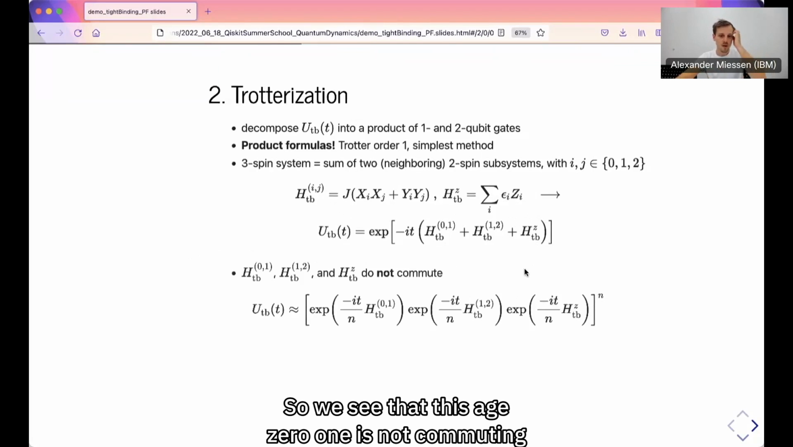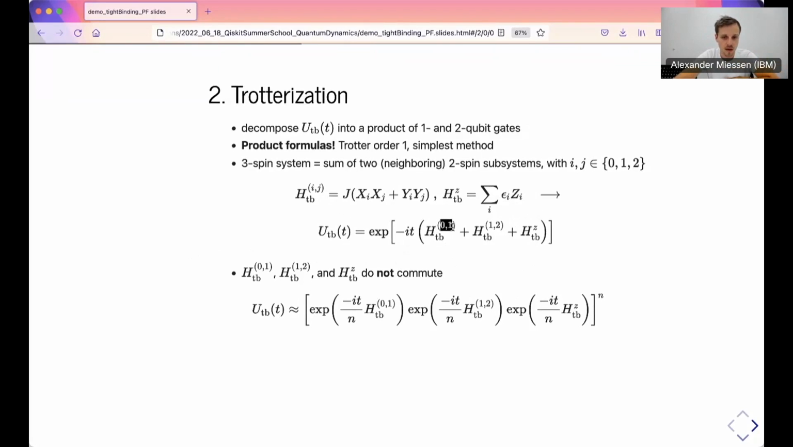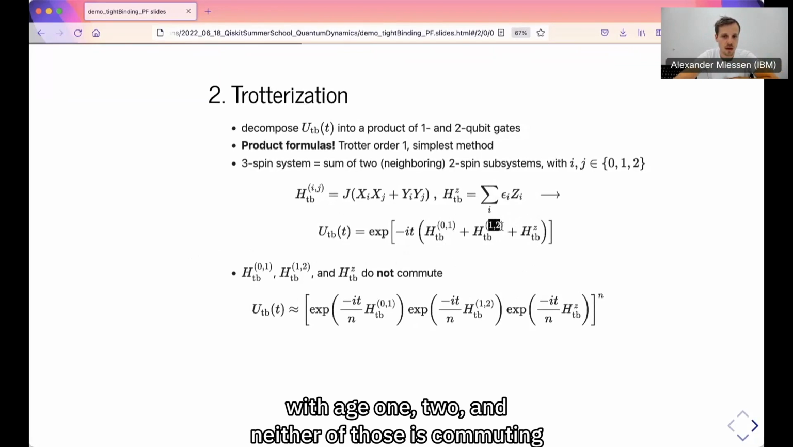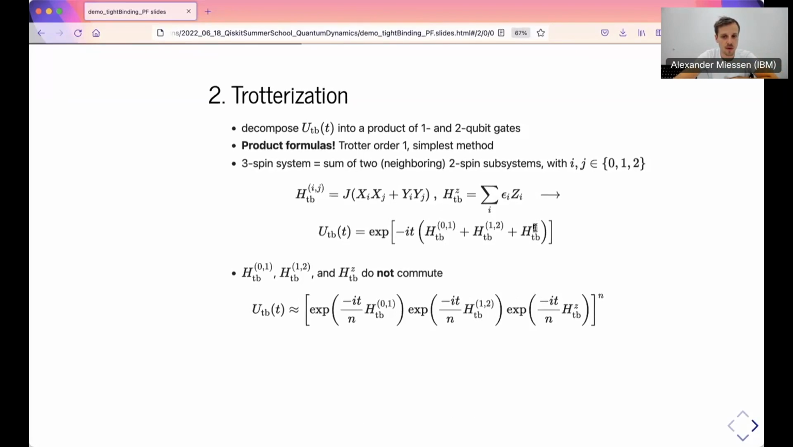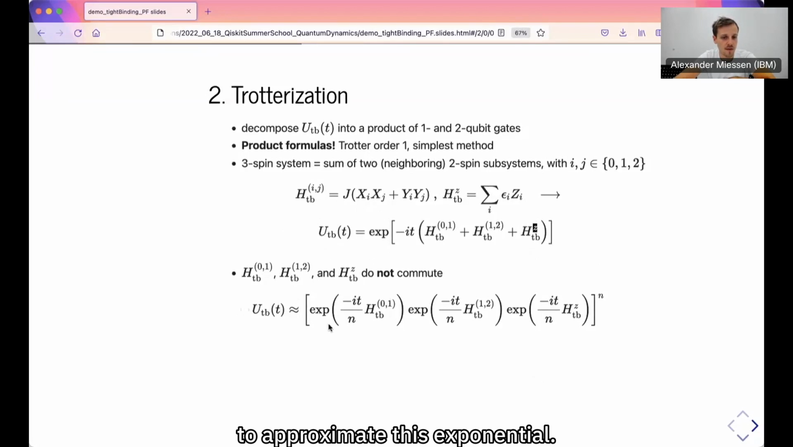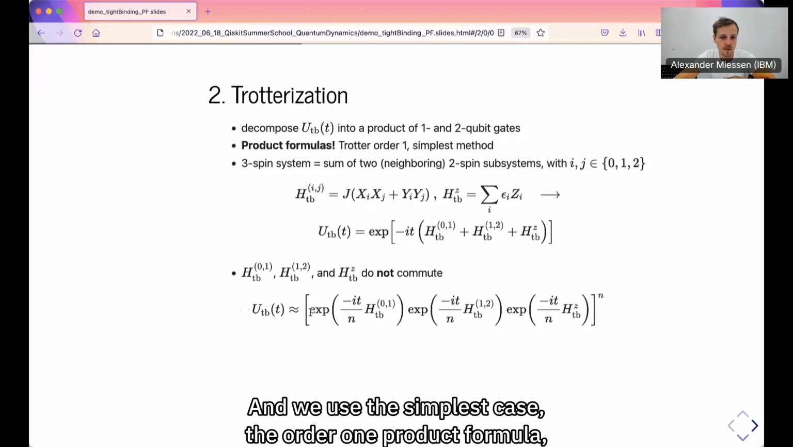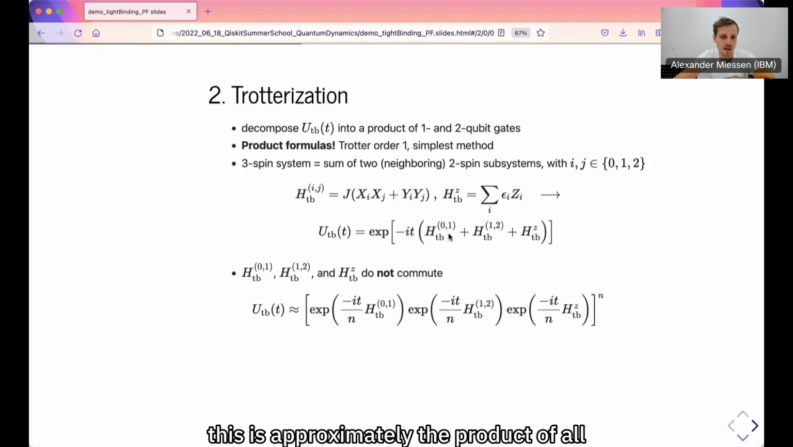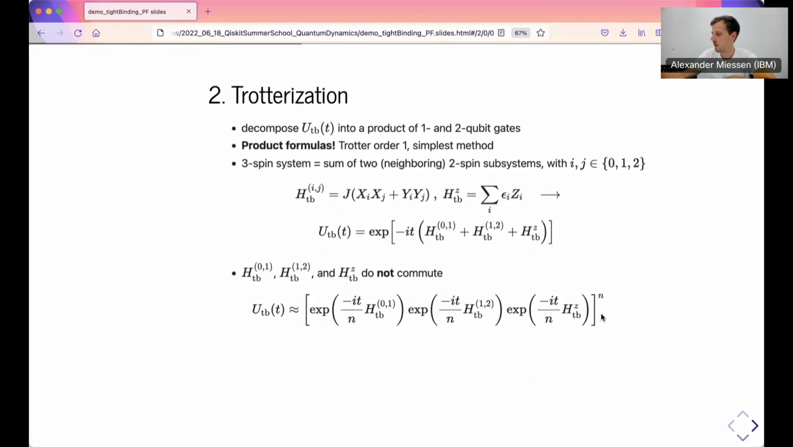Okay, so we see that this H01 is not commuting with H12, and neither of those is commuting with HZ. You can check this for yourself, but let me tell you, it's like that. So we need to use a product formula to approximate this exponential. And we use the simplest case, the order 1 product formula, where we just say this is approximately the product of all of these exponentials individually.